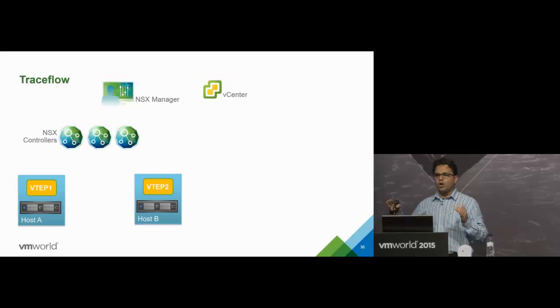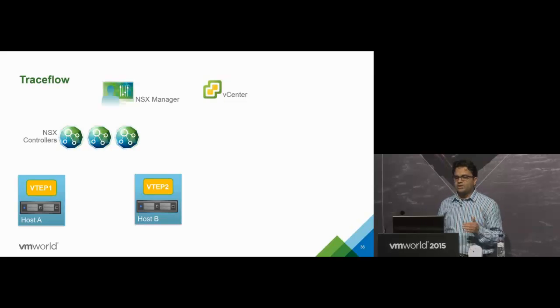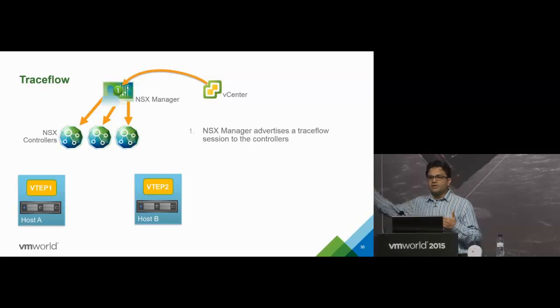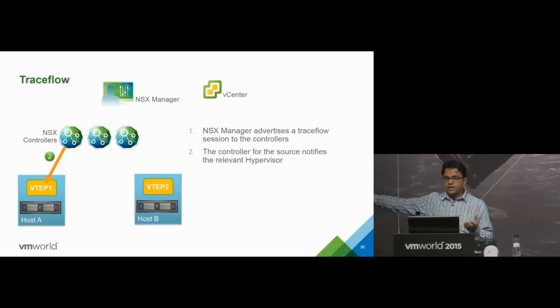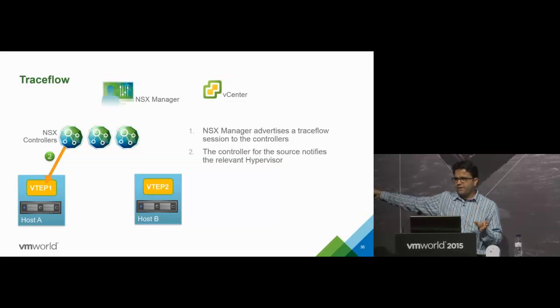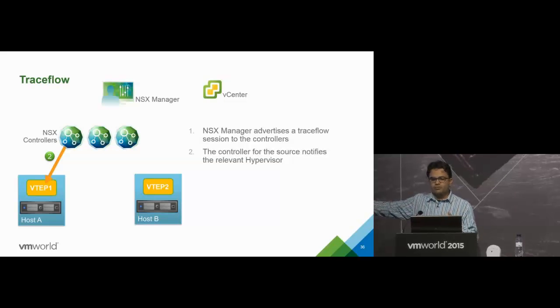As an admin, you will log into vCenter, and then you will say, I want to trace a packet flow between host A and host B. Your NSX manager will receive the information and will feed it into the NSX controller. And remember, this is a special trace flow packet. The NSX controller responsible for host A, in this case, will send it to the relevant hypervisor, telling it, Mr. Hypervisor, this is a special packet. You need to inject it into the network on this VM's behalf.